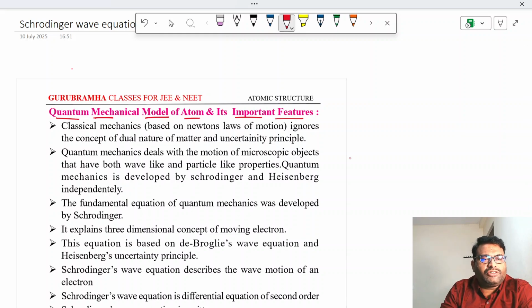Today's topic is quantum mechanical model of an atom and its important features. So, in this, let us see.